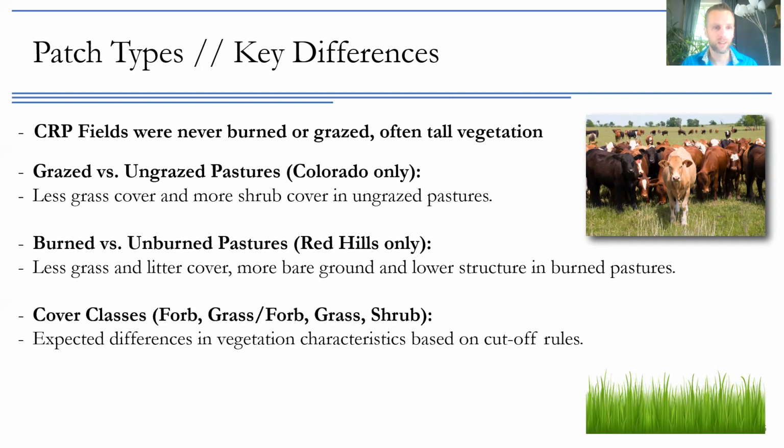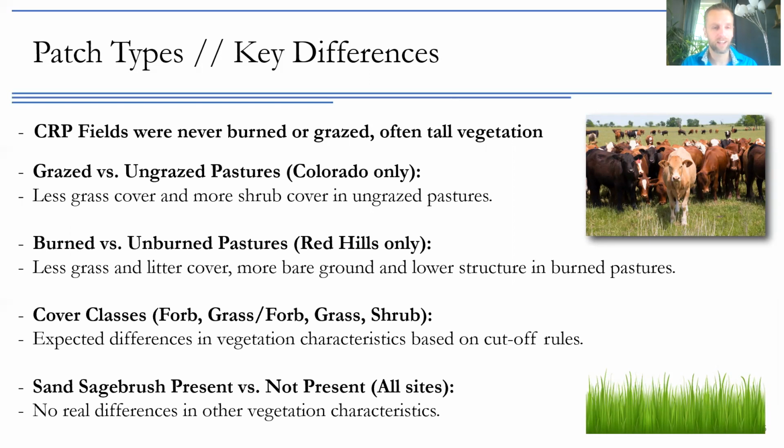We also looked at the cover classes, and because we used our own cutoff rules, they matched those. And finally, sand sagebrush, whether it was present or not, we didn't find any differences between those patch types in other vegetation characteristics. So any selection based on that would have to do with the sand sagebrush itself.